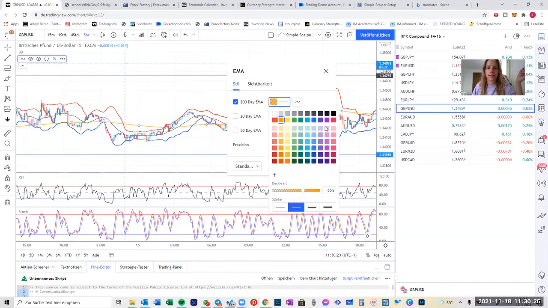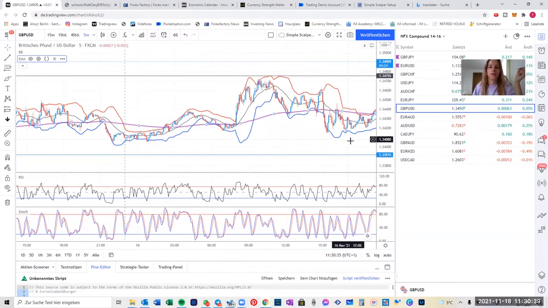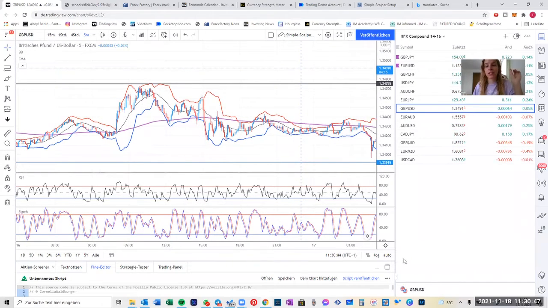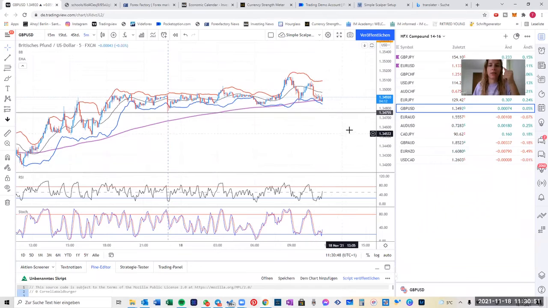So we want to make this purple. And I like it a little bit thicker because for me it's easier to interpret the market. The 20 and 50 EMA you're making off. And I highly recommend to save your work. Because when you don't save, you close TradingView, and then you have to do it all again. It's very annoying.